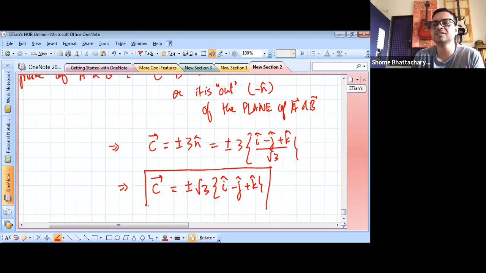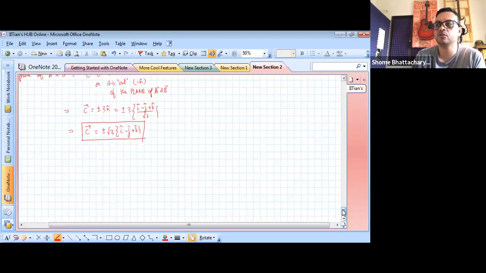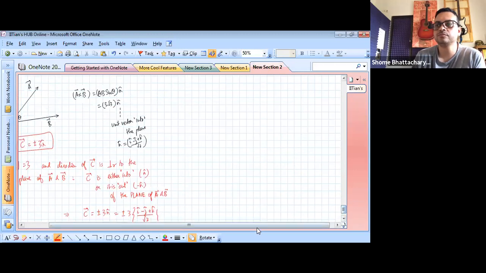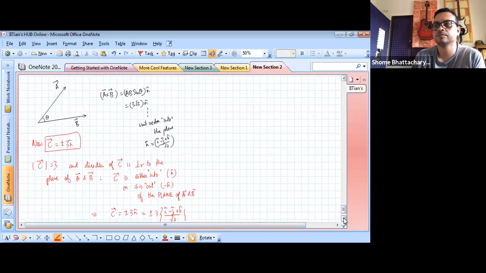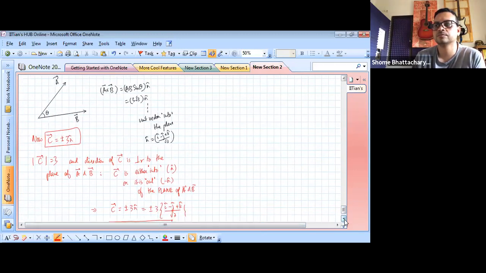So it is only directionally having a connection with A cross B. It's not having a connection in terms of magnitude. Okay, so hope this point is clear to all of you. So this is the thing about C. Yes, exactly, sorry. You've understood this, okay?